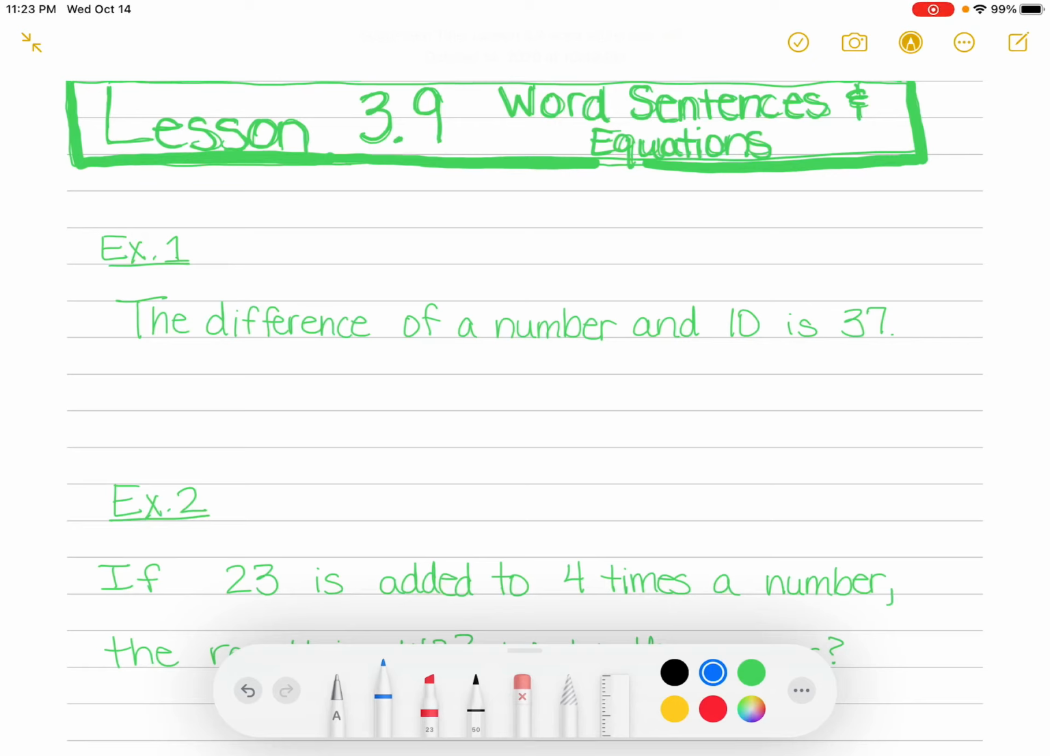Hello students, today we're going to do lesson 3.9 on word sentences and equations. So let's just dive right into examples because that's really the only way that we do these.